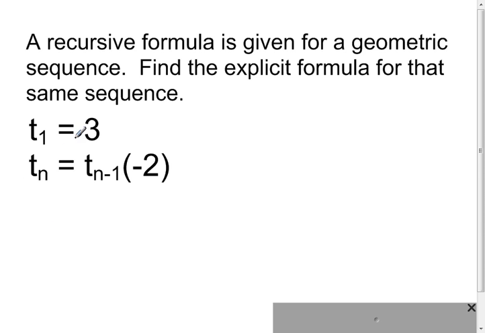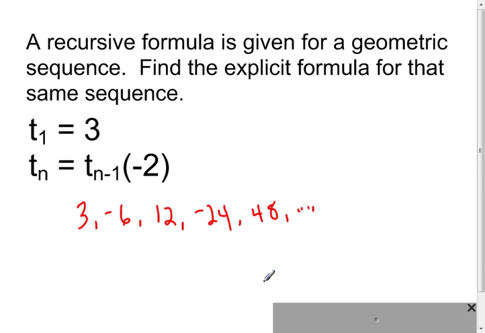Okay, so this tells me the first term is 3. And then this tells me I should do the previous term times -2. So 3 times -2 is -6. Then I take the previous term, which is now -6, and multiply that by -2. So -6 times -2 is +12. Then we take +12 times -2, we get -24, and so on.